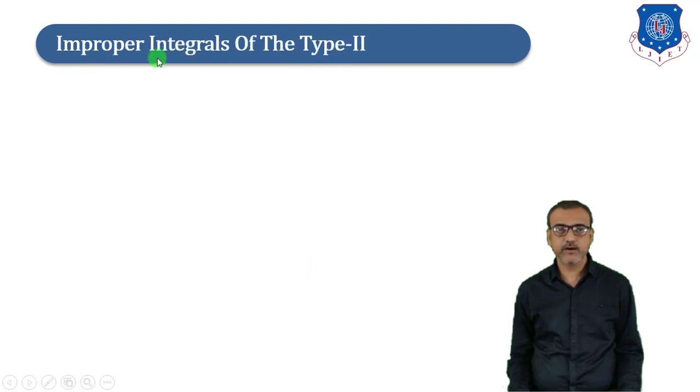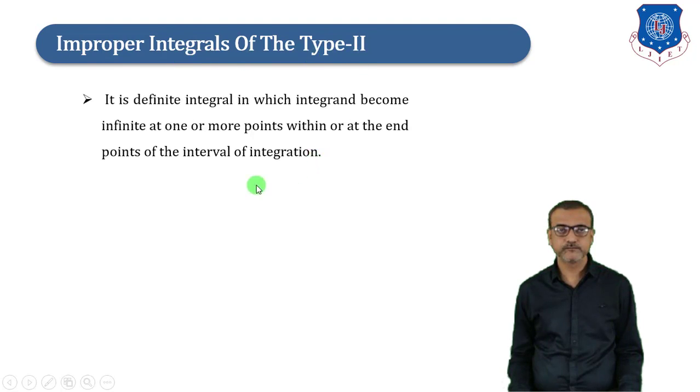Now we will see improper integrals of type 2. It is a definite integral in which the integrand becomes infinite at one or more points within or at the end points of the interval of integration. For example, integration from 0 to 1 of 1 upon x dx. Here the function 1 upon x is not defined at x equals 0.